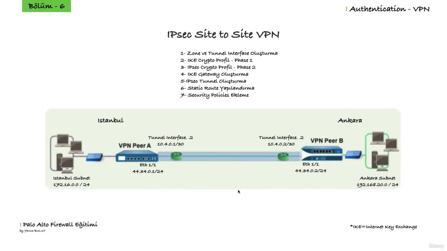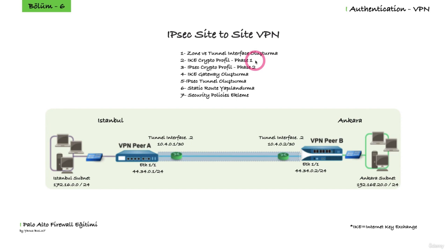In this lesson, we will configure IPsec site-to-site VPN. We have Istanbul and Ankara offices in our topology. We will make our VPN connection between these two offices. First we will create zone and tunnel interface. In second step we will create phase 1 IKE crypto profile.